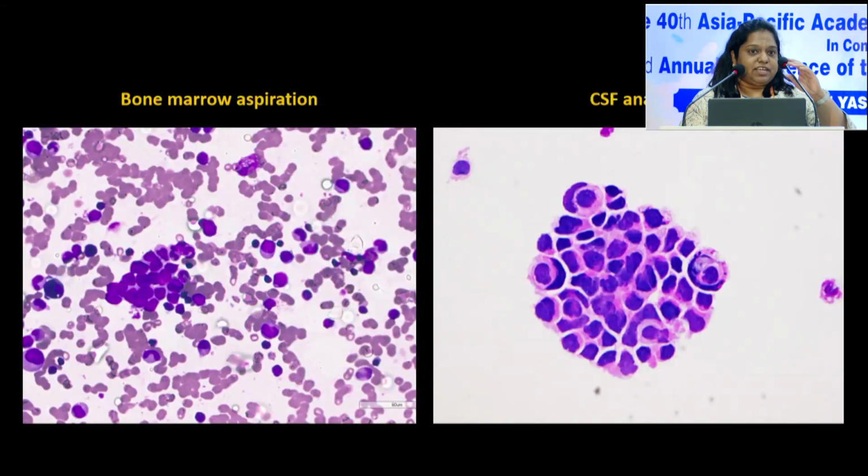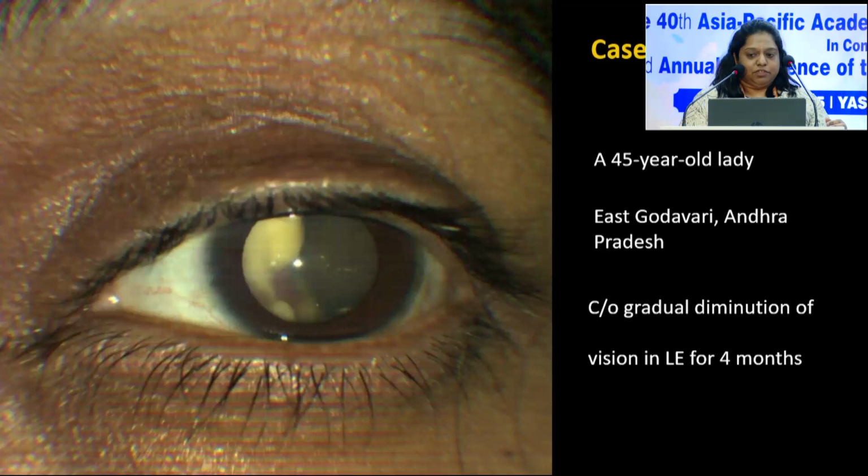Finally, we finished the examination with a bone marrow aspiration and CSF analysis, to look for deposits, whether they are present or absent. Now, I'll take you through a case where we had difficulty in identifying whether this was RB or not.